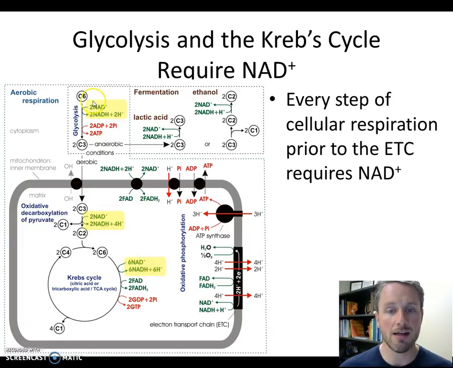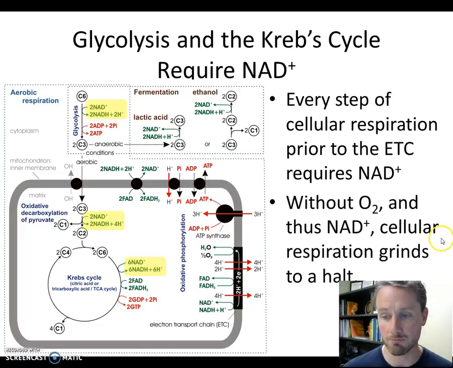If there is no NAD+, because we're not unloading electrons from NADH at the electron transport chain, well then these three steps also stop. So in the absence of oxygen, the electron transport chain stops. And that means that the Krebs cycle, this conversion of pyruvate to acetyl-CoA, and glycolysis also stop. Okay, so without oxygen, and thus NAD+, cellular respiration grinds to a complete halt, and we cannot make any energy.